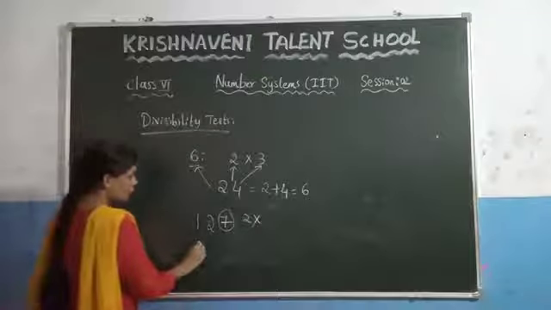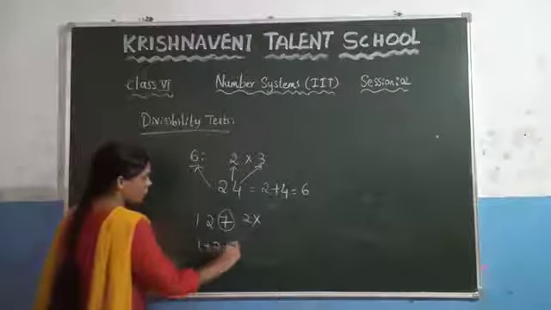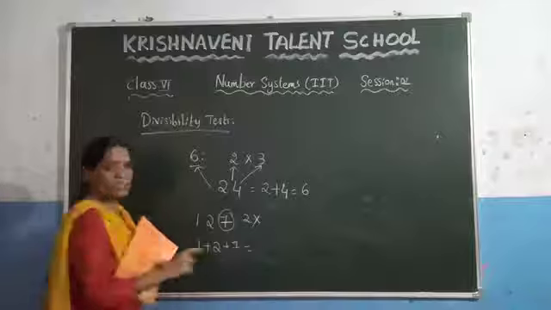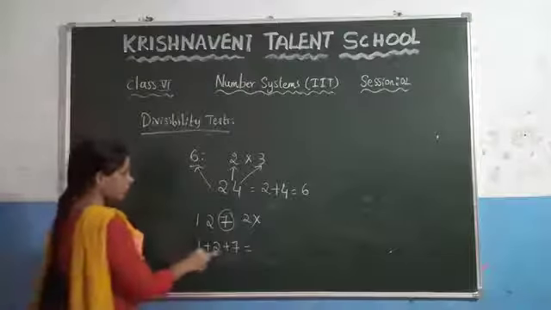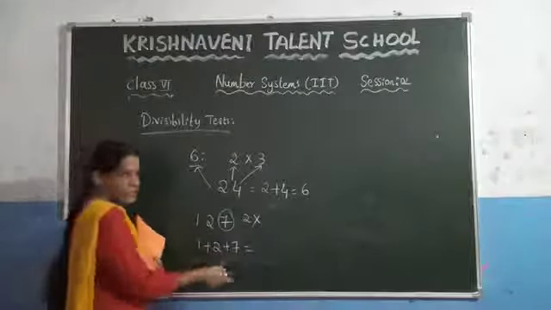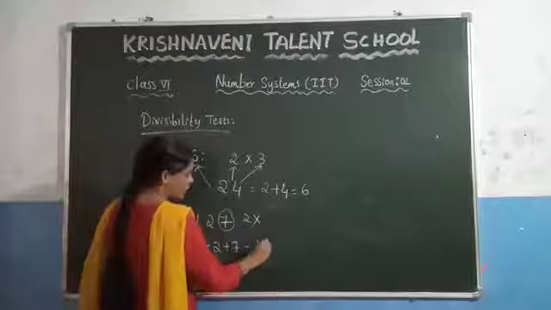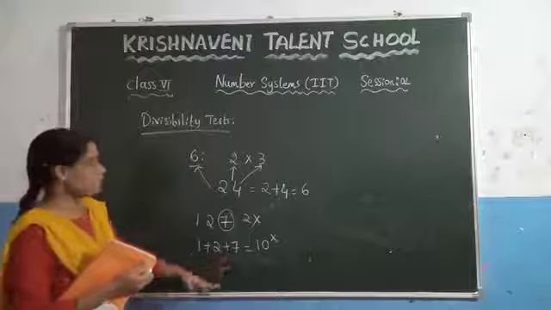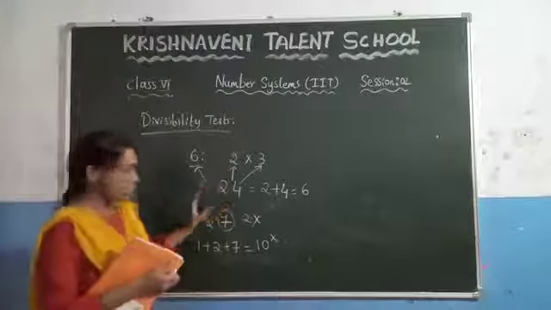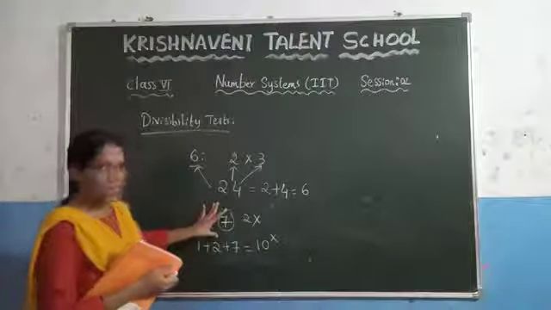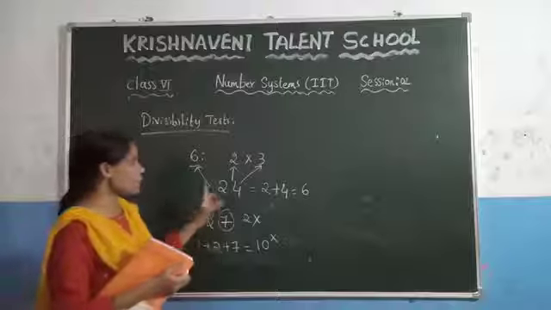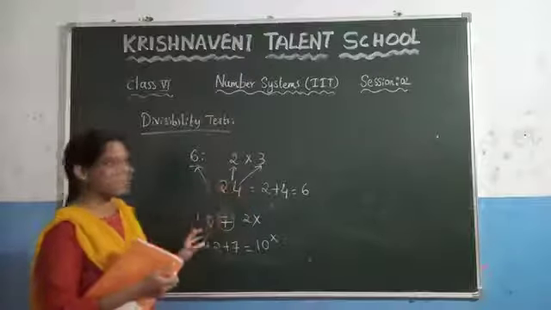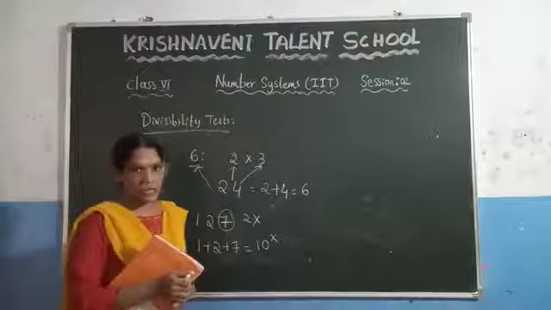Now check for 3. 1 plus 2 plus 7. Since for 3 you need to take the sum of the digits, what you will get here? 2 plus 1, which is 3. 3 plus 7, which is 10. Since this 10 is not divisible by 3, we can say that this number is not divisible by 3. So if you consider this number 127, this number is not divisible by both 2 and 3. So we can say that this number is not divisible by 6.